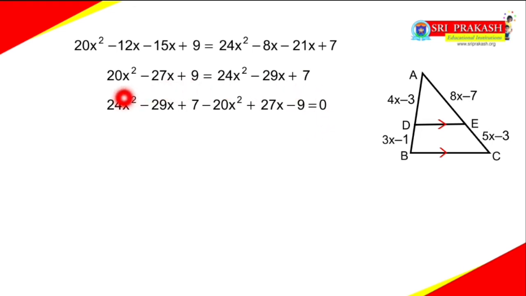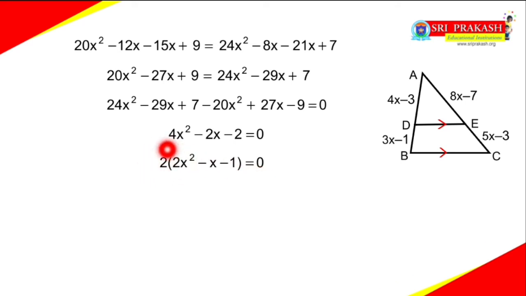Now let us simplify the like terms. Then we get 4x square minus 2x minus 2 is equal to 0. Now let us take a common factor from these three terms. Then we get 2 as a common. Then it remains 2x square minus x minus 1 is equal to 0.